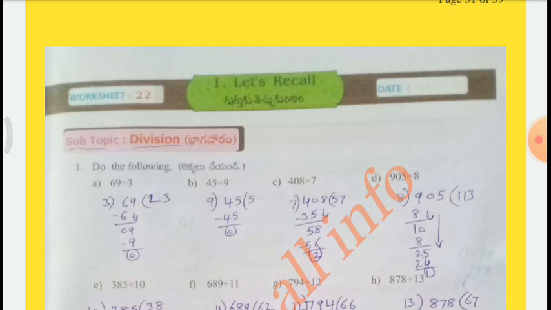408 divided by 7. 7 5s are 35. 5, 58. 7 7s are... 7 8s... There is a small mistake. 7 8s are 56. 58. Remainder 2.